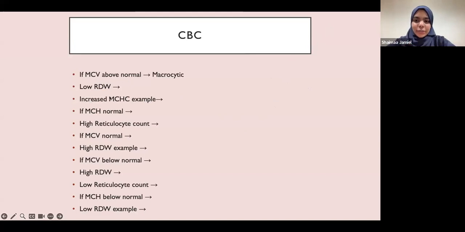What does low or normal RDW mean? Yes, anisocytosis is high RDW. Yes, with low RDW there's little variation in the cell size. Okay. Increased MCHC. Example.